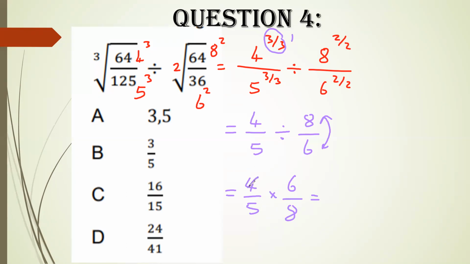4 divided by 4, you are getting 1. 8 divided by 4 equals 2. And then you can write 6 times 1 is 6, over 2 times 5 is 10. From now, we can simplify one more time. Divide by 2 each. Divide by 2 each, and then you are getting 3 over 5. This is our answer, people.